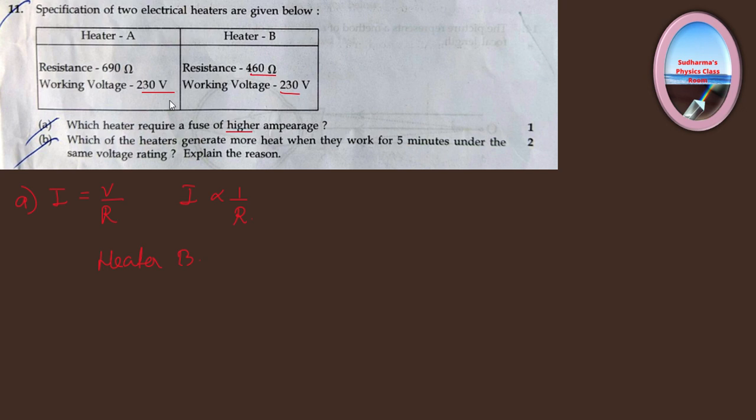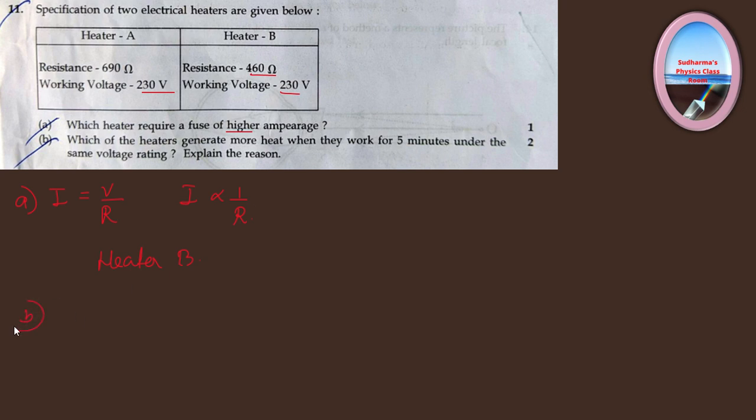Both are supplied by 230 volts, and heater B has 460 ohms, which is the lowest resistance among these two. Since current and resistance are inversely proportional, heater B will have higher amperage.